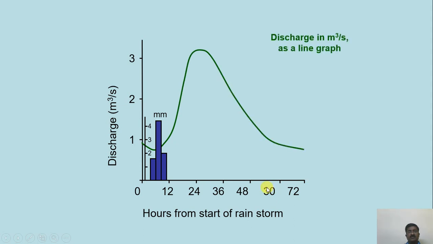Then what is the difference between the hyetograph and the hydrograph? You can see this hydrograph is in the green color. It is the discharge in meter cube per second as a line graph. Okay.